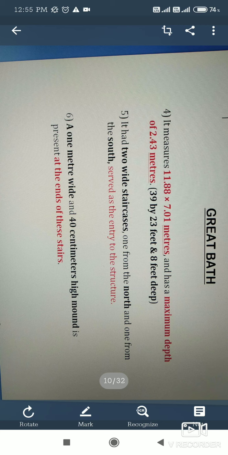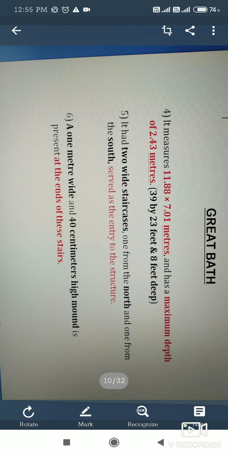A staircase means the way of going inside the bath or coming outside. They had two, one in the north part and one in the south part, for entry to the structure. Anyone who wants to go inside can take the north or south side, because two wide staircases were there. A 1 meter wide and 40 centimeter high mound is present at the end of the staircase.